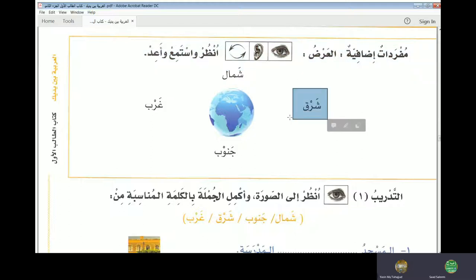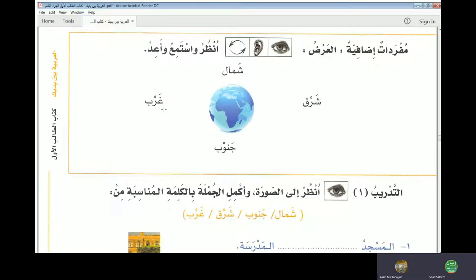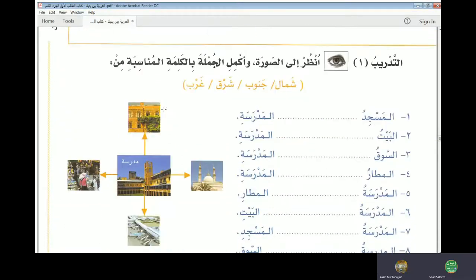Shark? Yes, east, correct. Shamal, and that's north. Janub? Yes, Janub, and that's south. And Gharb, west. Okay, west, Gharb. Right.